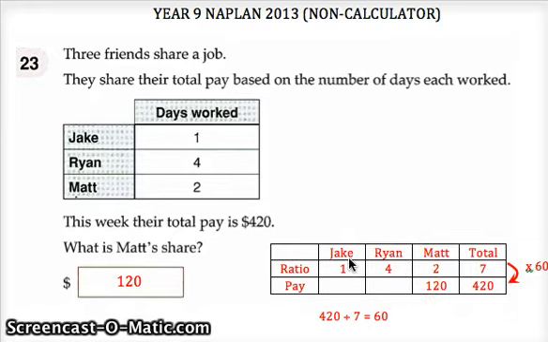Now we could also work out Jake and Ryan's share of the pay, even though it's not required for this question, just to show you how this method works. So to go from the first row down to the second row, we go 1 times 60. So because Jake's got 1 share of the pay, he gets $60. Also, we could work out Ryan's share of the pay. So 4 times 60 would be $240. And we could add these 3 pays at the bottom. $60 plus $240 is $300, plus $120 from Matt gives a total of $420. And that shows how this whole table works out as well.